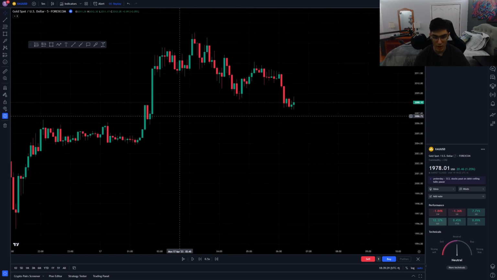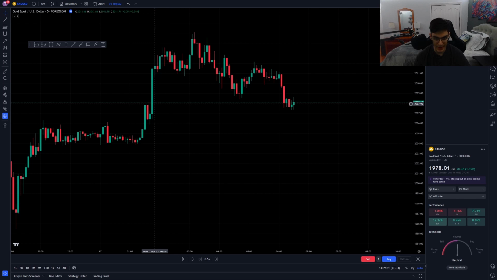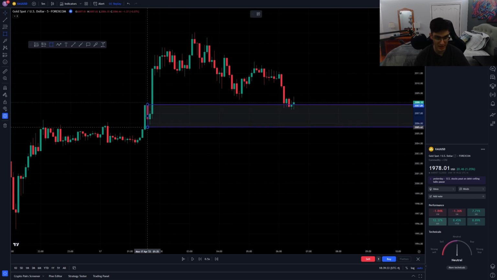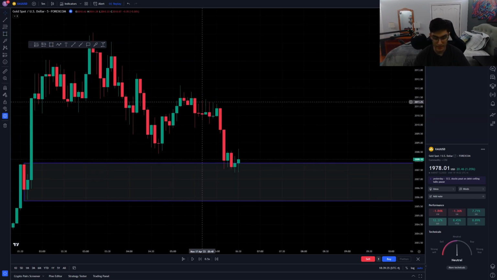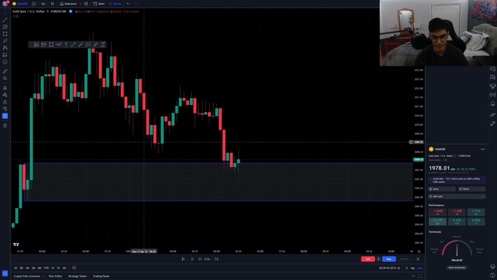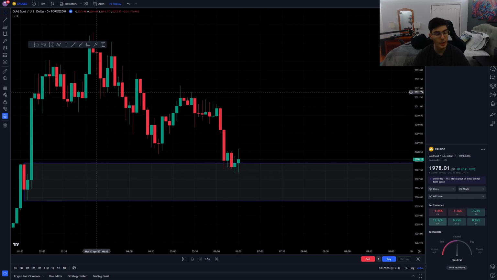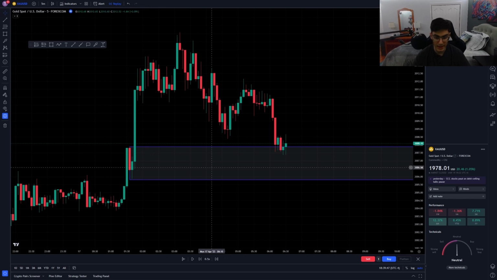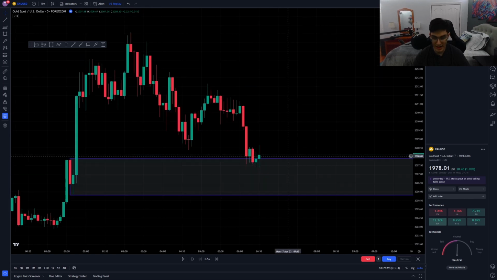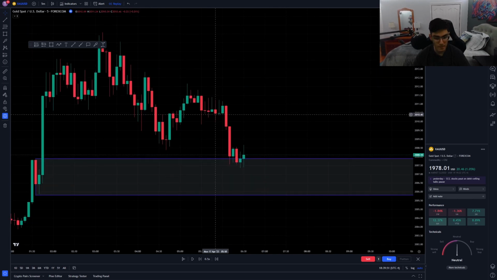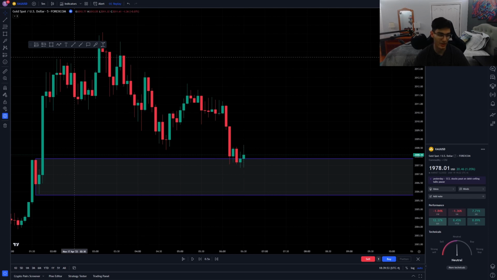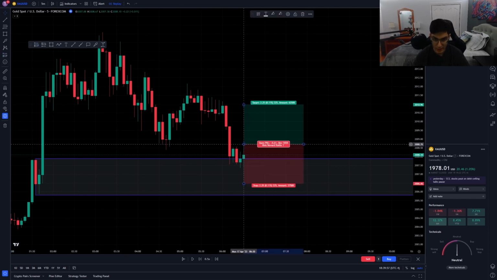So what am I seeing here? I do see a demand zone that we're just kind of sitting in. I do see also a kind of grab liquidity here. But honestly, I like the way it's kind of just consolidating at that zone. So what time is that? That's 6:30. So I'll just say I would have entered on the break of that 6:30 candle.